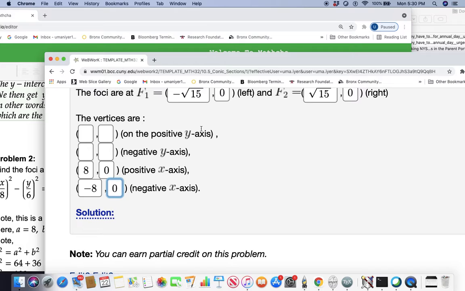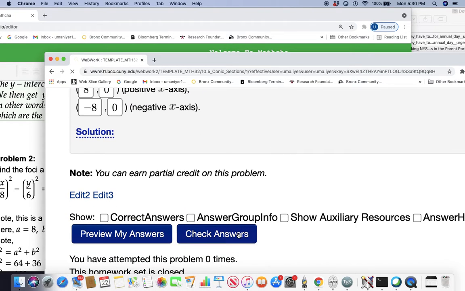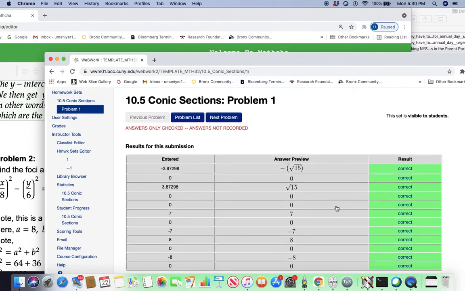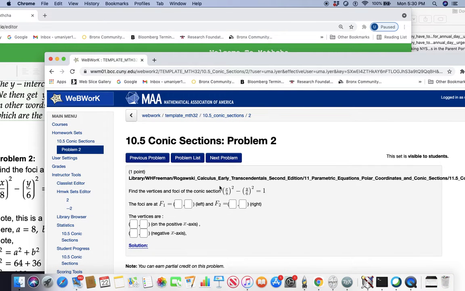So on the positive y-axis, that's a 7. X-coordinate is 0. Negative 7. All right, let's see. Everything is correct. Next question.